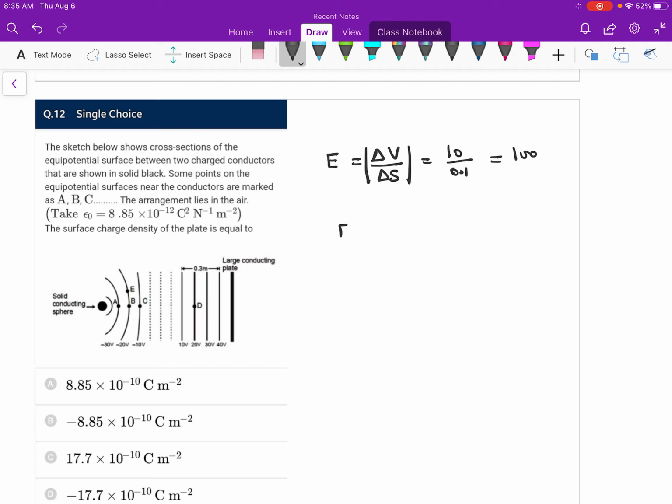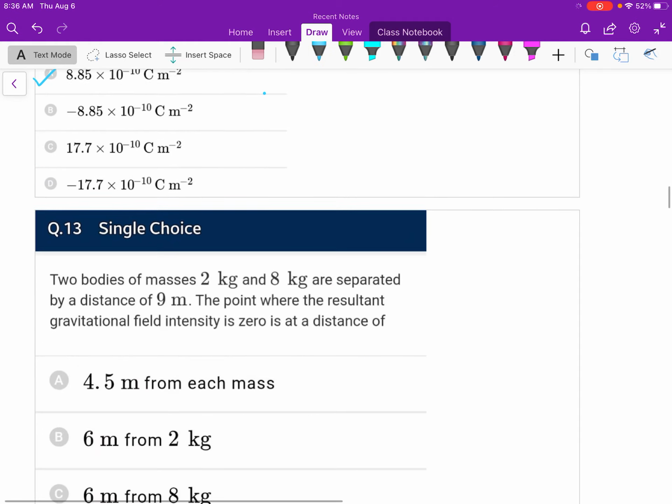Now electric field near a conducting plate is sigma upon epsilon naught, so that is 100. So sigma is 100 epsilon naught, which is 8.85 into 10 to the power minus 10 coulomb per meter square. Now the direction of field: on moving towards left, potential is decreasing, and potential decreases in the direction of field. That means field is towards left in the vicinity of the large conducting plate. That means the conducting plate is positively charged. So A is the correct option.